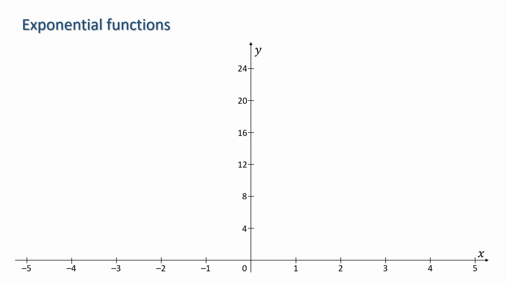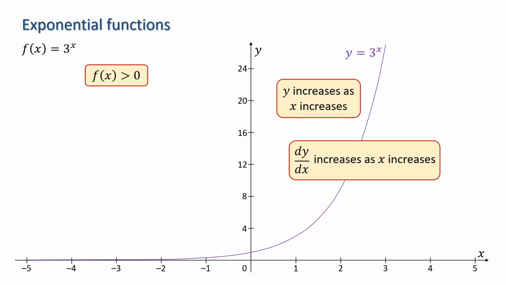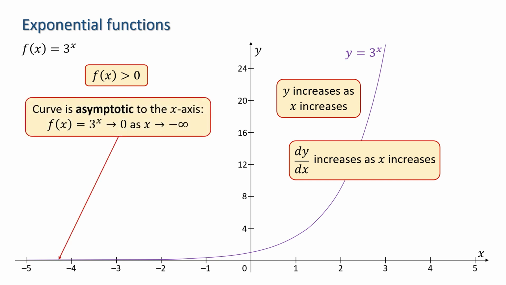Let's look now at the function f of x equals 3 to the power of x. We can see that this function exhibits similar behaviour. The function is always positive, it increases with x with an ever-increasing gradient. The x-axis is an asymptote as x decreases, and it passes through the point 0, 1. Now, what happens in the case where the base is less than 1?